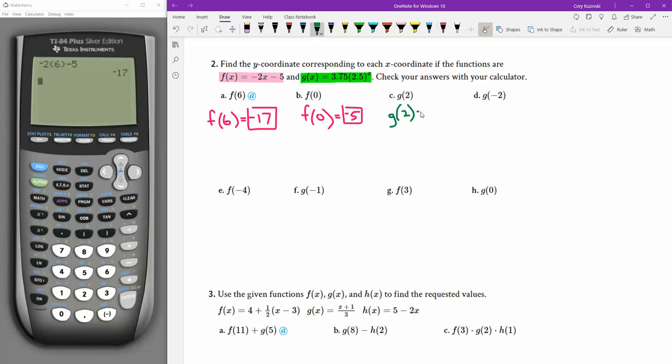All right, I definitely need my calculator to do this. I don't know what they're talking about being able to do this without a calculator, but we're going to do 3.25 times 2.5 to the power of 2. Yeah, so that's kind of an ugly number, 203.125. All right, what about g of -2? Notice how I'm saying that, g of -2. It's not g times -2.